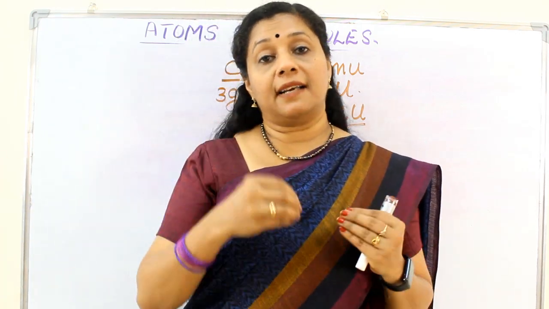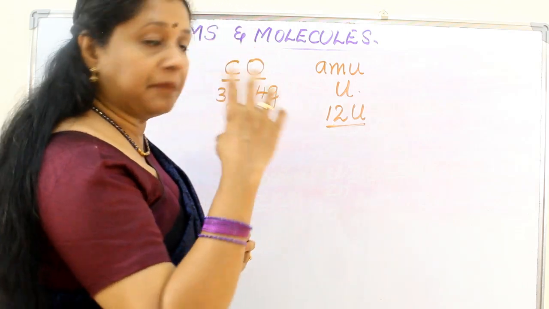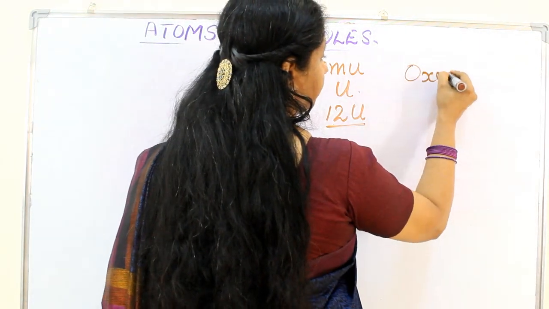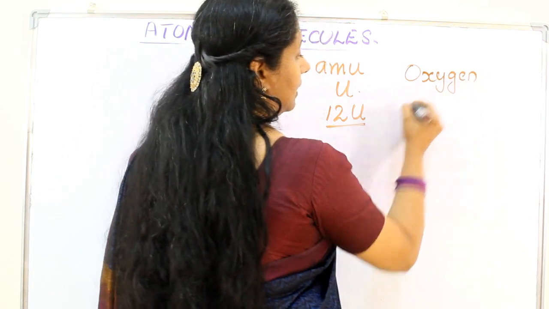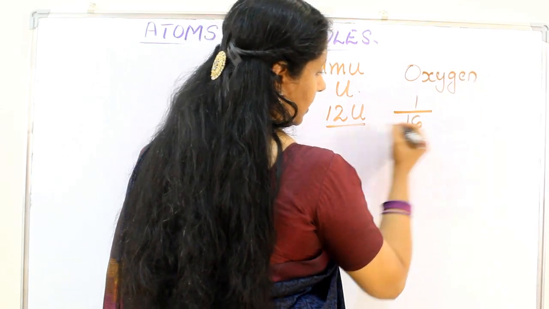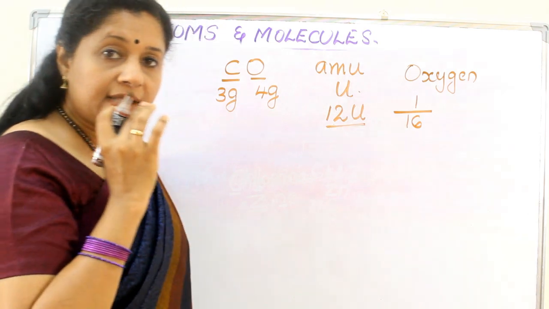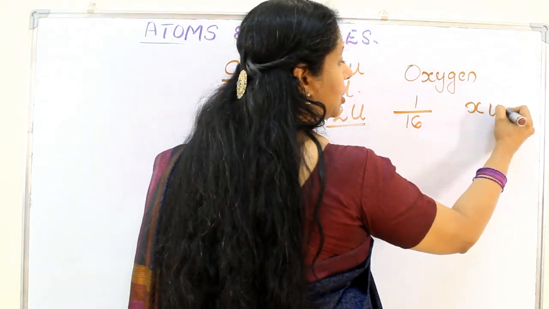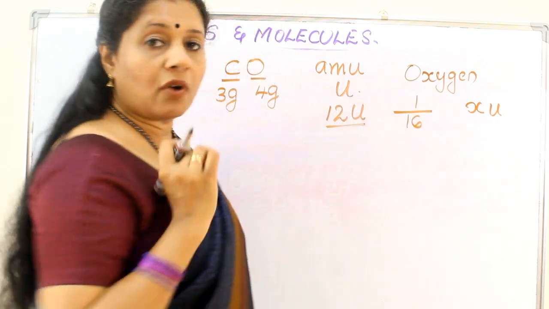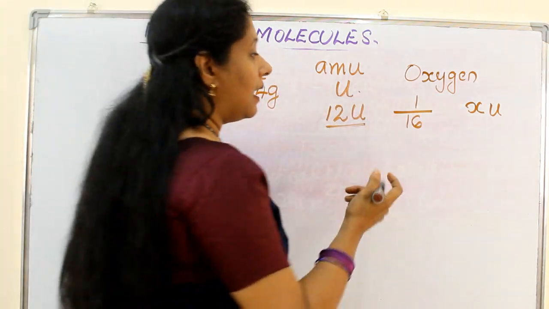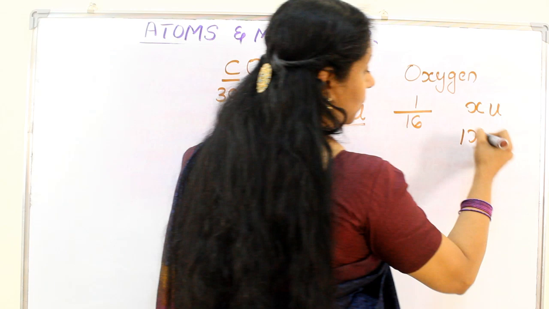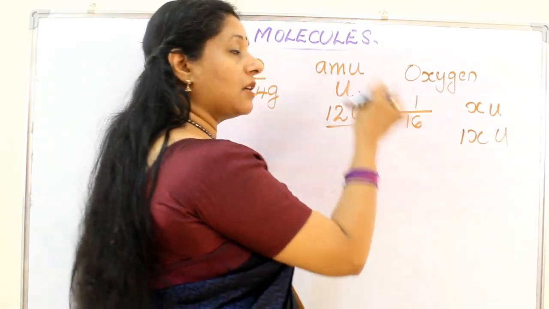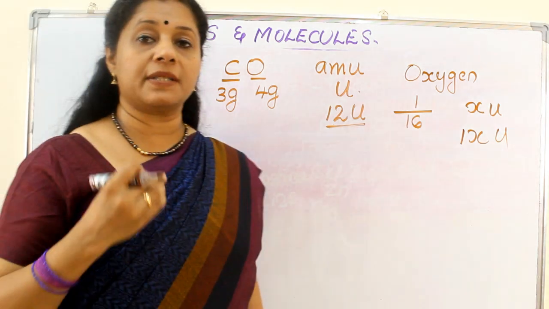So initially the scientists also wanted some parameter to compare. They initially took oxygen mass, and they took 1/16th of the mass of oxygen. Whatever is the value of 1/16th mass of oxygen, for example, if I take it as X, then X unit is 1/16th the mass of oxygen. Then if I say hydrogen has 1 X unit, it means hydrogen is equal to 1/16th of the mass of oxygen. So they were comparing using oxygen.